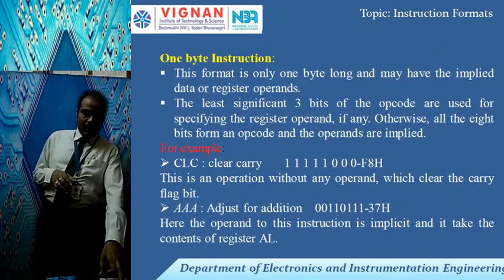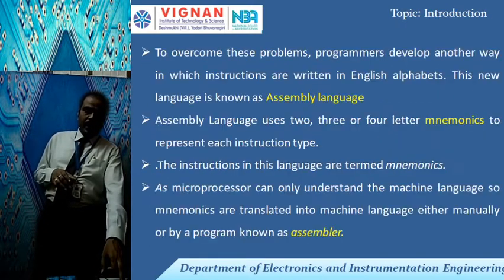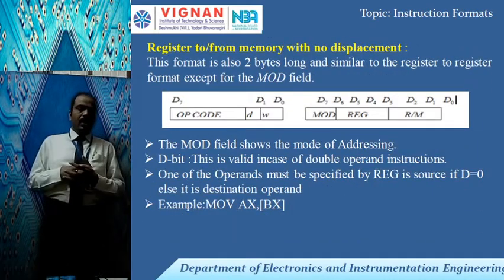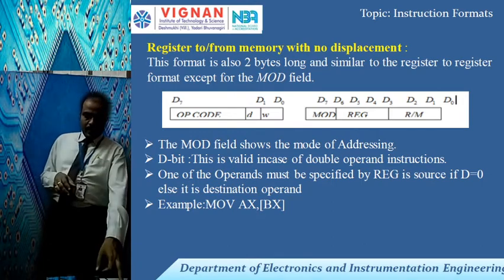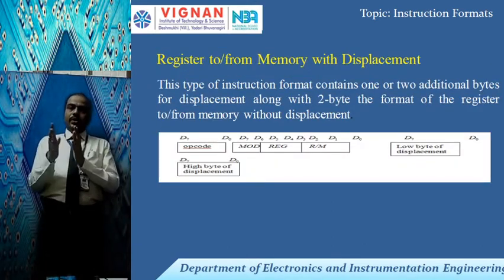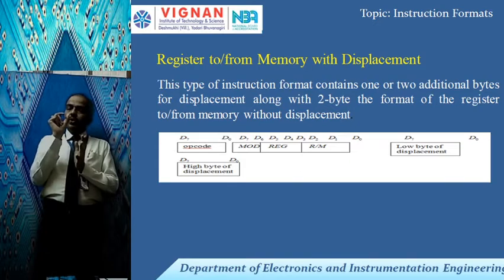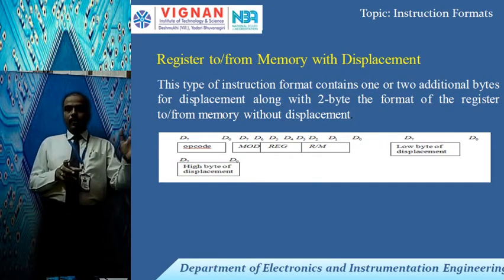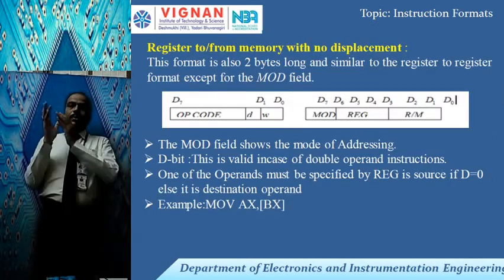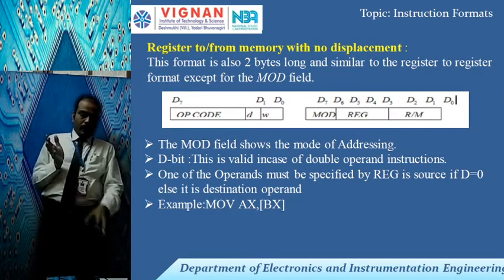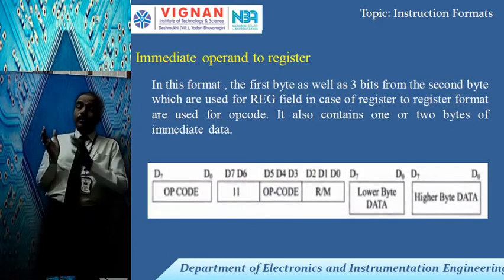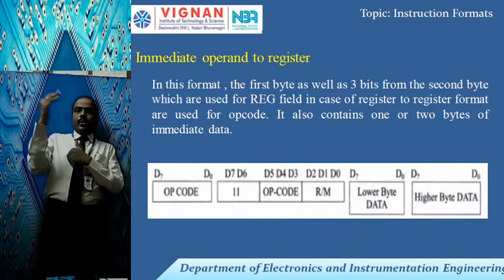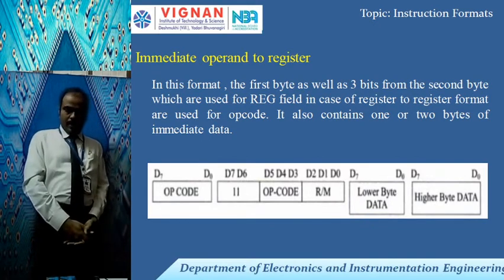Next, register to memory with no displacement. That has something extra: a mod field, which indicates the mode of addressing. Then with displacement, as I just told, the displacement is added to the address specified. Next, immediate data. Sometimes we need to transfer the immediate data directly onto a register or memory. That is called immediate operand to register instructions.